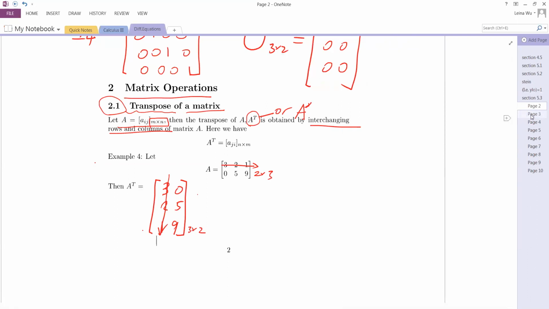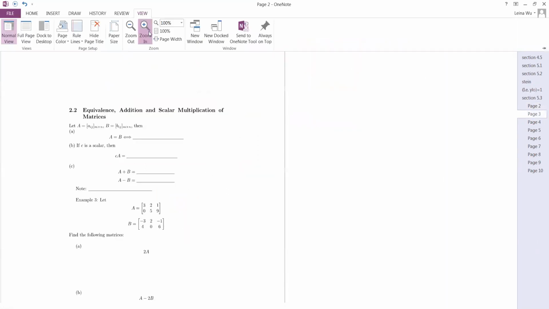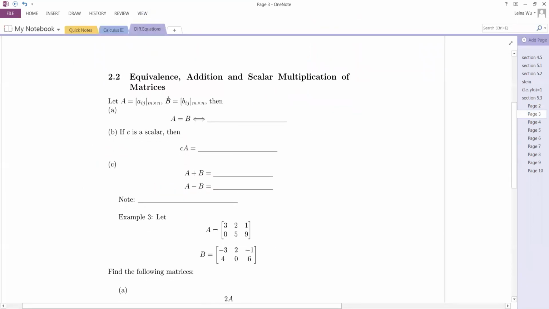Okay, now let's move on to page 3. Next is about equivalence between two matrices, addition and scalar multiplication of matrices. Quick recap. If you have two matrices, matrix A and matrix B, that happen to be of the same size, then how do we make sure these two are exactly the same matrix? The n and m have to match. Yeah, and they already match.